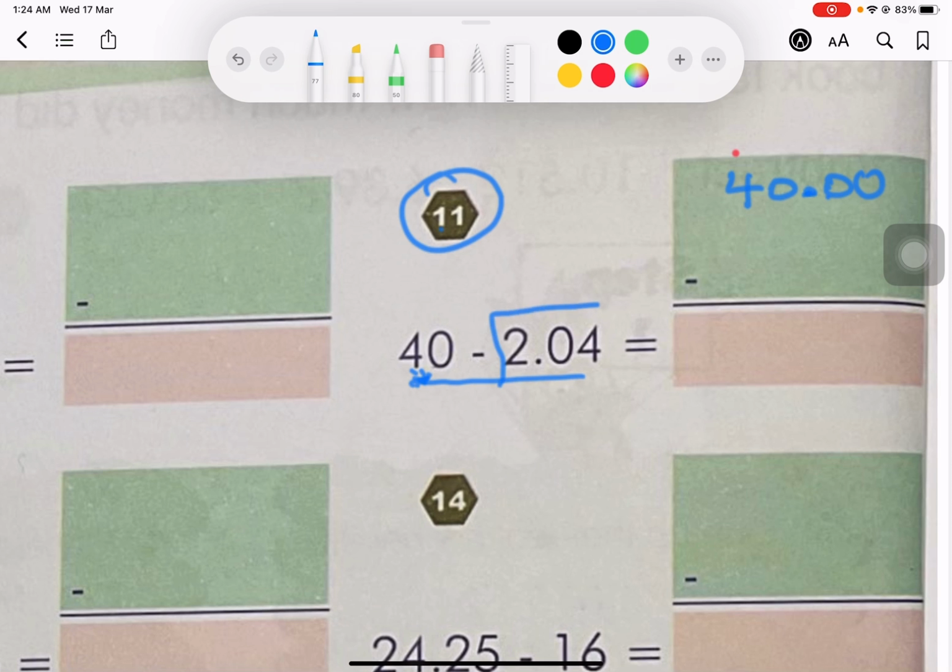Now I will align this number under each other. The decimal should go under the decimal. The 2 will go under the 0, and 0, 4. Then I am going to subtract. Now you will say 0 minus 4, I can't. Regroup, you will go to this 4. This will be 3. This will be 10, then it becomes 9. This will be 10, then it becomes 9. And this one will be 10. 10 minus 4, the answer is 6. This 9 will go down.